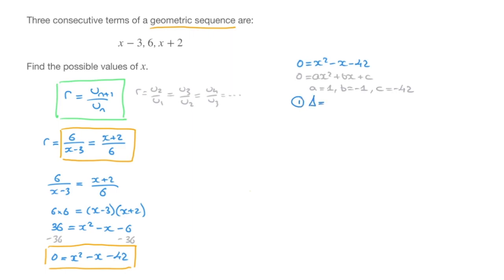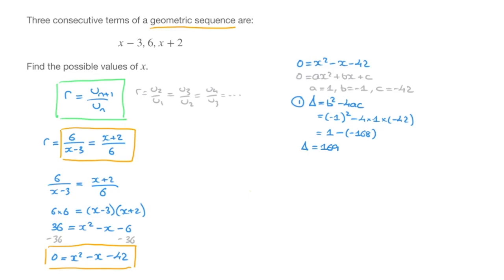And remember, that's given by b squared minus 4 times a times c. Now replacing each of the coefficients b, a, and c by their respective values, this turns into negative 1 in parentheses squared minus 4 times 1 times negative 42. That's equal to 1 minus 4 times 1, which is 4, times negative 42, so that's negative 168. Finally, 1 minus negative 168 turns into 1 plus 168, and so delta is equal to 169.